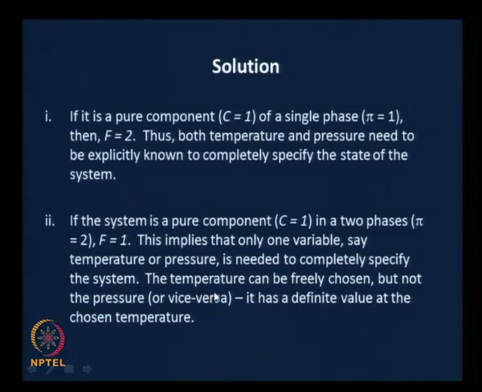Another way of looking at this is that the pressure can be freely chosen, but the temperature cannot be freely chosen. It has a definite value for a particular other variable. For example, if the temperature can be freely chosen, the pressure will have a definite value for the chosen temperature. If the pressure can be freely chosen, then the temperature will have a definite value for that chosen pressure.